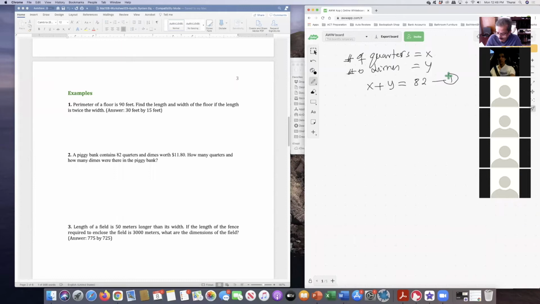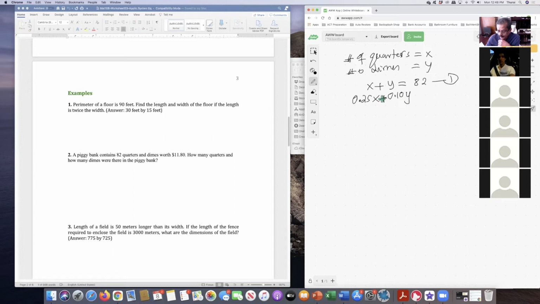So what's the value of that? Anyone? 0.25x. Each quarter is worth $0.25. So X quarters will be worth 0.25x. Similarly, what's the value of the dimes? Anybody? 0.10 times Y. There are Y number of dimes, and each dime is worth $0.10, and therefore 0.10Y is the total value.